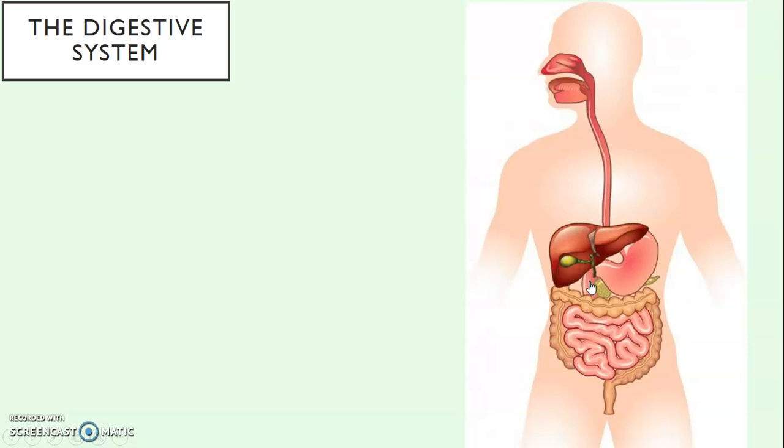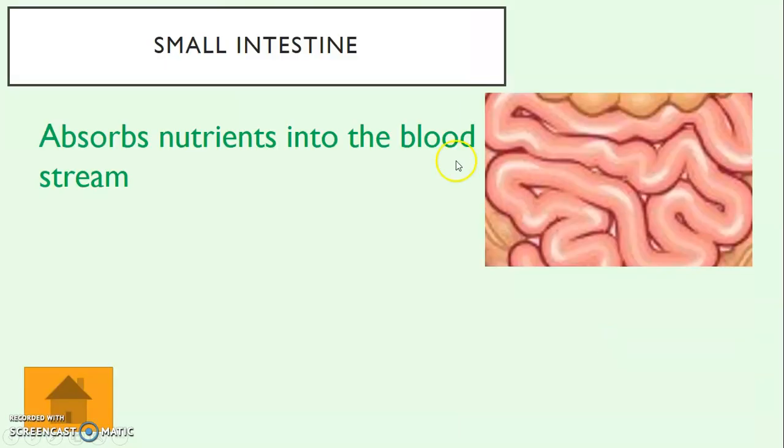You don't need to know that for your GCSEs, but what you do need to know is the stomach and then the small intestine. The small intestine is the narrow one, so it's much longer, but it is much thinner. So the small intestine is the narrow one. And what happens in the small intestine is all of the nutrients, glucose, amino acids, glycerol, fatty acids, all the things that we need from digestion will be absorbed into the bloodstream.